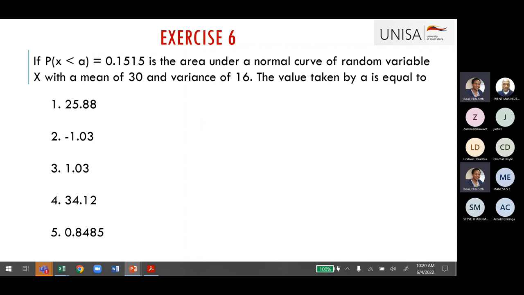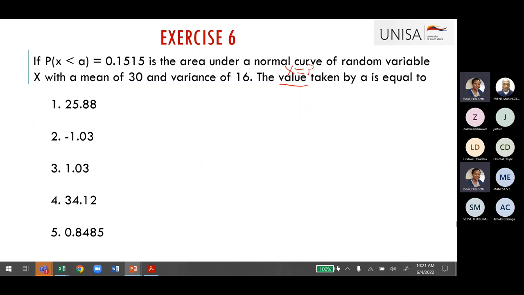Oh yes, this is one of those questions that I was referring to, where they give you the probability, but they don't give you all the things that you need. And they ask you to find either X or the standard deviation or the mean or any of those values. So they say here, the probability that X is less than A is given by that, which is 0.1515. And it is the area underneath the curve of a random variable X with the mean of 30 and the variance of 16. The value taken by is equal to 2. So what is our X? That's what they are asking us.